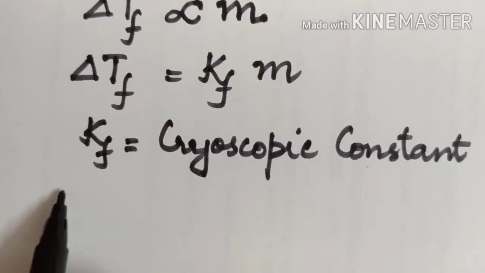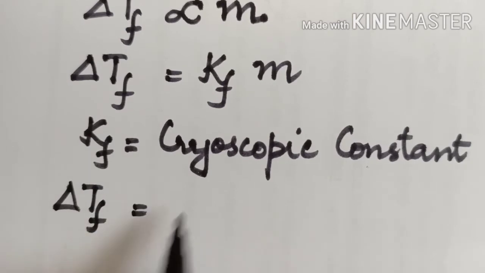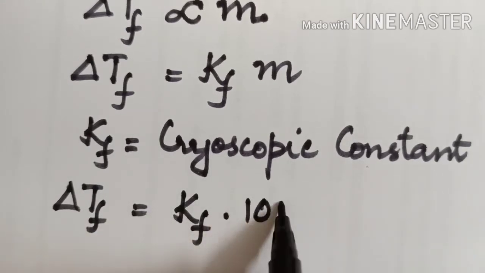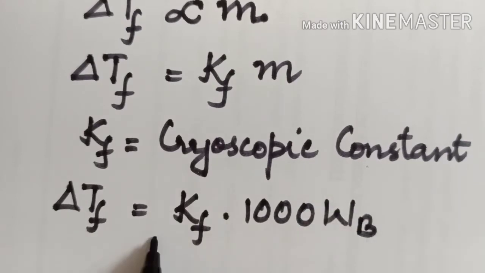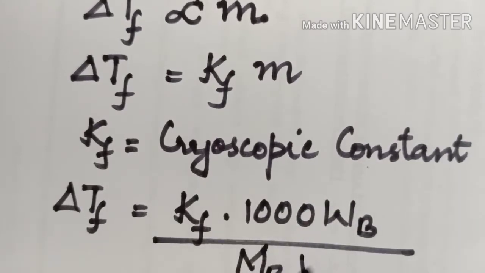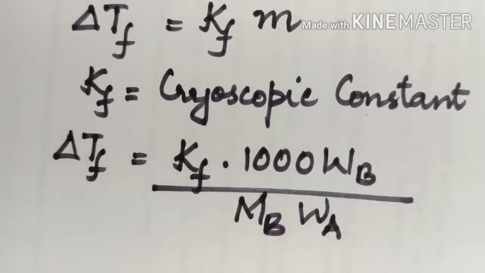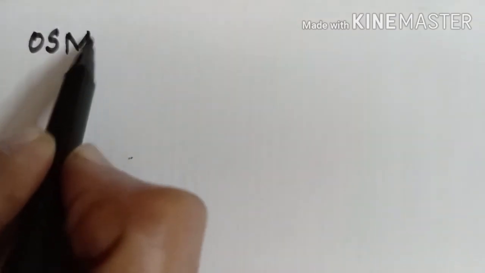So the equation can be rewritten as delta TF is equal to Kf into 1000 WB by MB into WA. Here too, the change in the freezing point, or depression in the freezing point, is dependent only on the number of solute particles and not on its nature. So this is also a colligative property. The next point for discussion is known as osmosis.